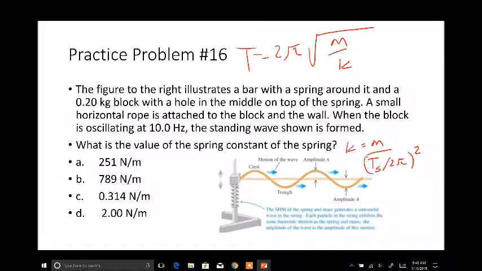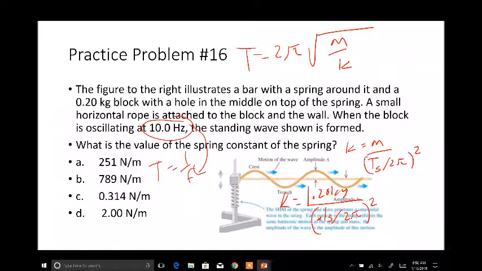All right, so we need to plug in what we know. K is going to be equal to the mass, 0.2 kilograms, divided by the period. Now we're given the frequency. Remember that period equals 1 over frequency. So if the frequency is 10 hertz, the period is going to be 0.1 seconds. So we're going to have 0.20 kilograms over 0.1 seconds over 2 pi quantity, the whole quantity squared.